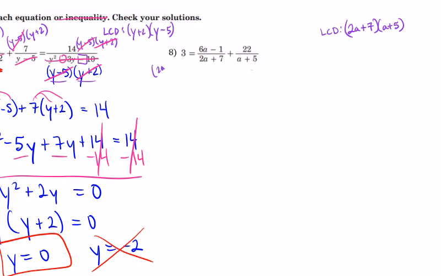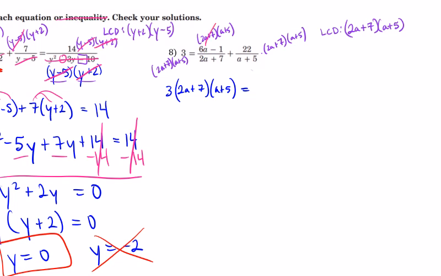So 2a plus 7, a plus 5 will multiply by 3. We'll do it here. 2a plus 7, a plus 5. And then we'll do the same thing here. 2a plus 7, a plus 5. Okay, remember I'm just multiplying it to the numerator. So if you want to think of it as a fraction, you can think of it as over 1. And so what will happen is with the 3, nothing cancels out. So it'll just be 3 times 2a plus 7, a plus 5 equals, don't forget the equal sign, that's really important.